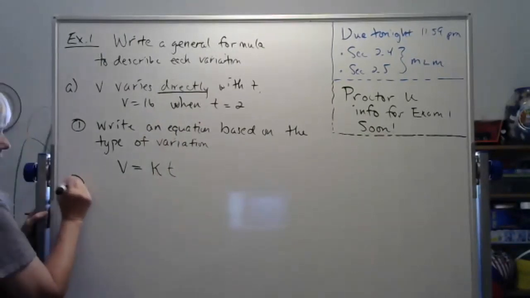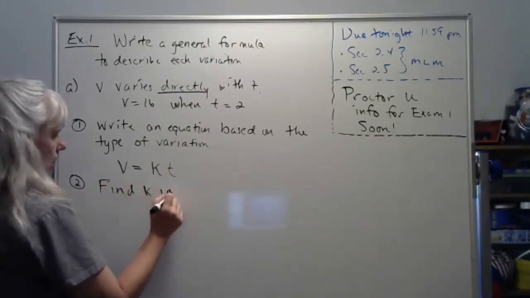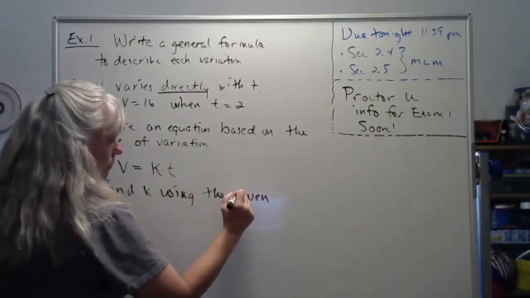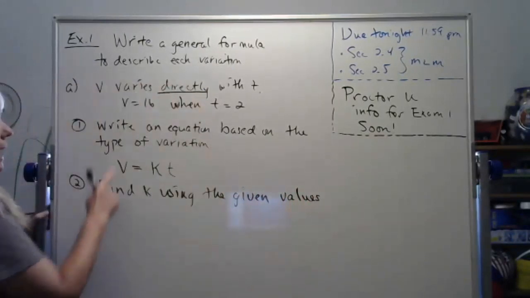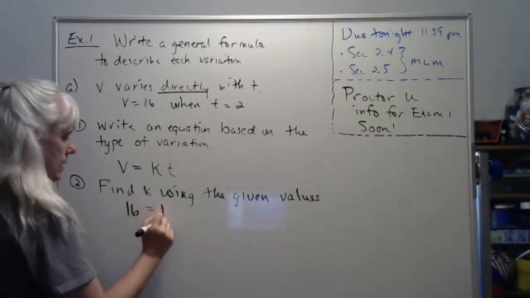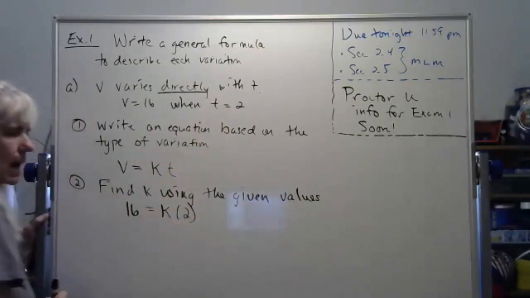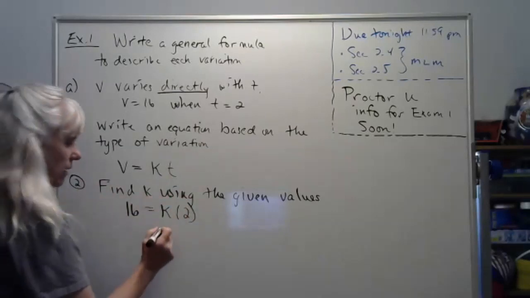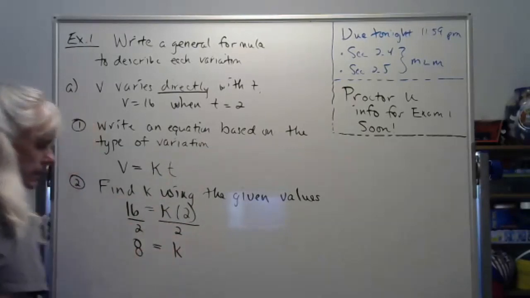So step 2 is to determine or find k using the given values. So for us, they told us that v was 16. So I'm going to replace my v with the 16. That's going to be equal to k, which we're going to solve for. And we know that t is 2. So I have k times 2. I'm just using parentheses to try and differentiate things. And now we're just going to solve for k. We'll divide both sides by 2. And sure enough, we see that k is equal to 8.